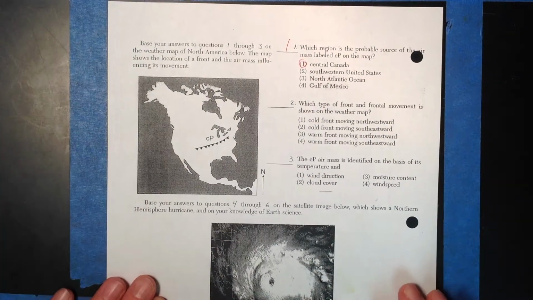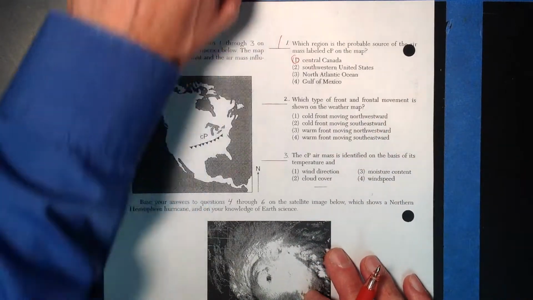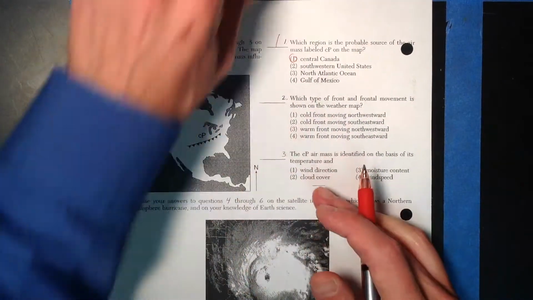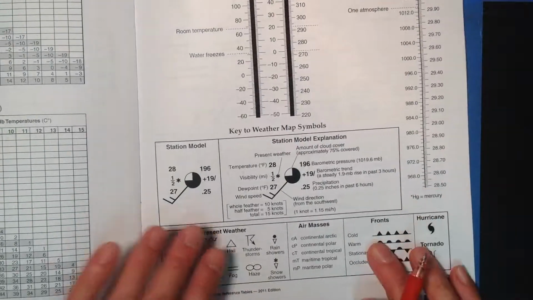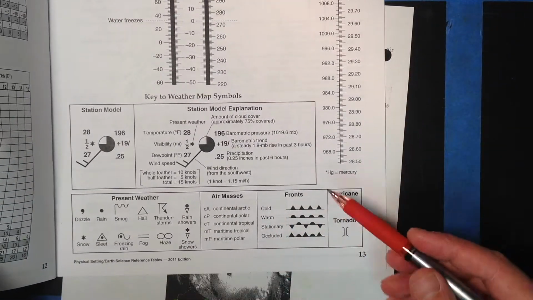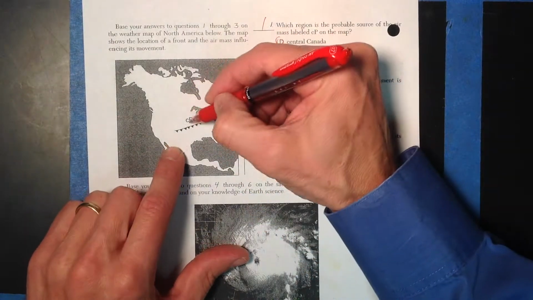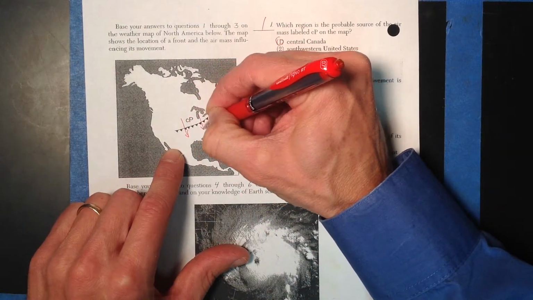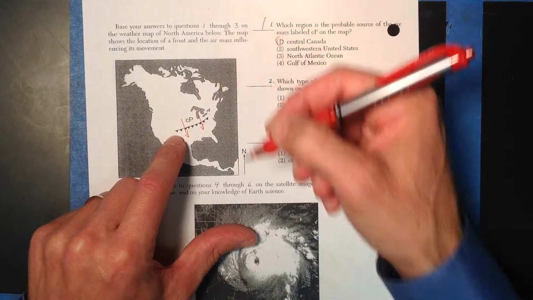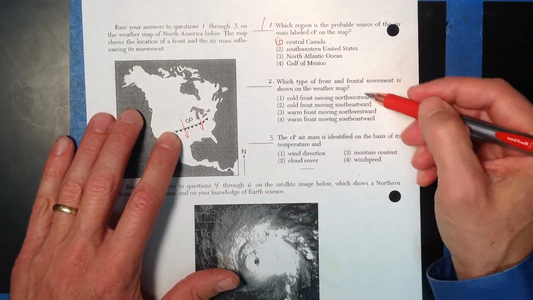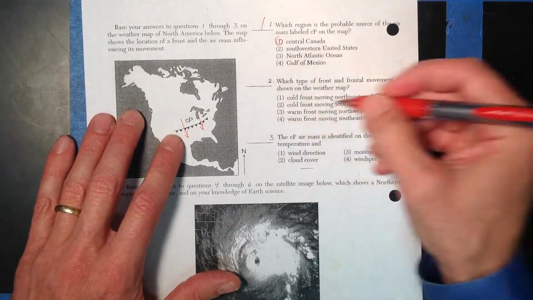Central Canada. 2. Which type of front and frontal movement is shown on the weather map? That's the front right there. If you don't have the symbols memorized, which is fine, they're right here. So therefore, it's a cold front. And the key thing, it is a cold front, and it's traveling this way. Look at those, whatever side they're on, they kind of point like arrows. So it is a cold front moving southeastward.